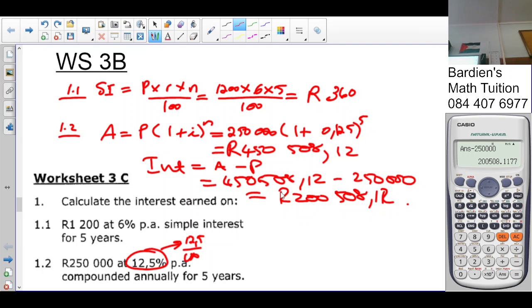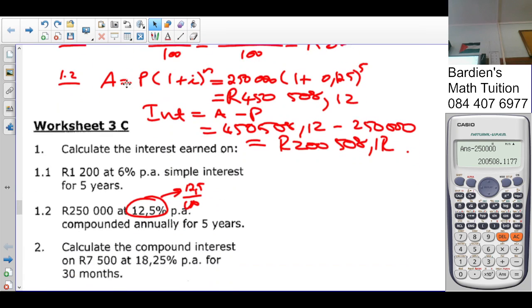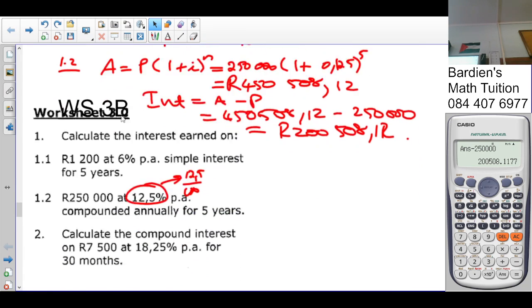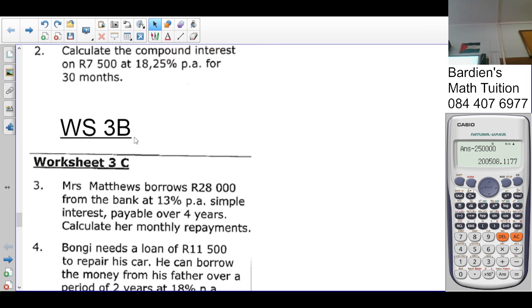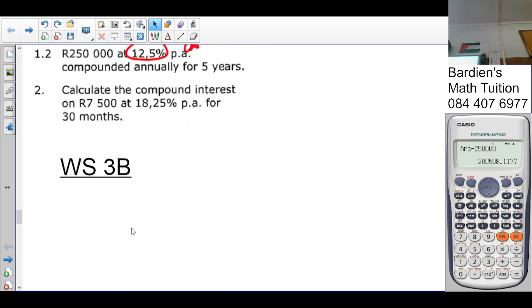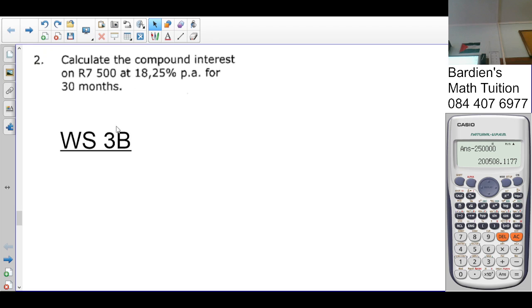Do you guys understand? Let's start on now. Right. People in number 2. It says calculate the compound interest on 7,500 rand at 18.25% per annum for 30 months.